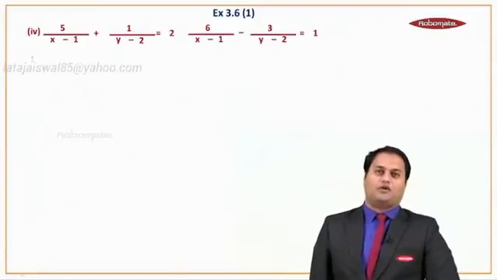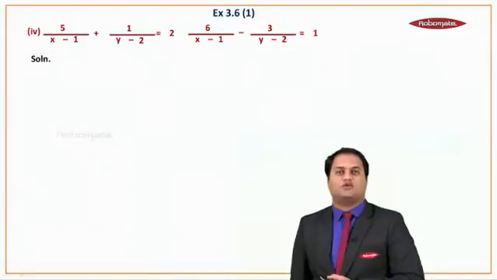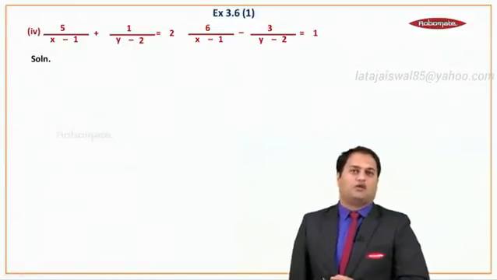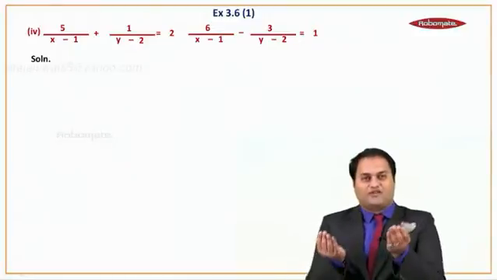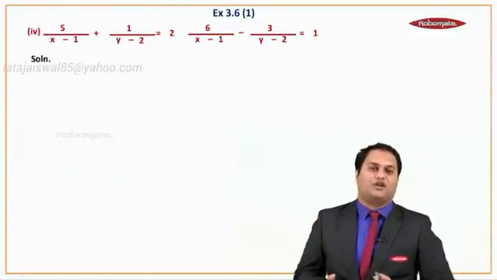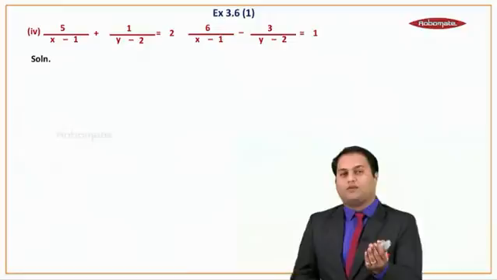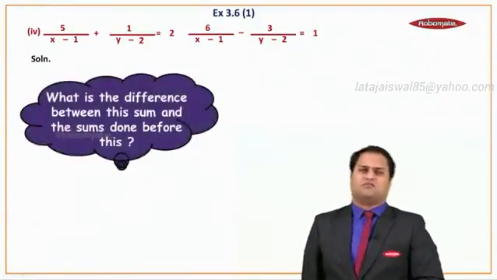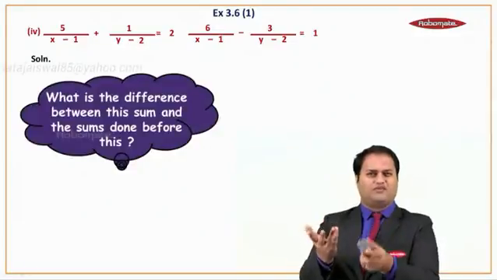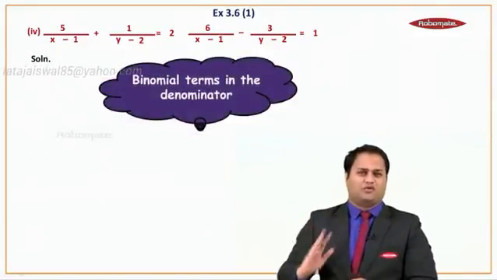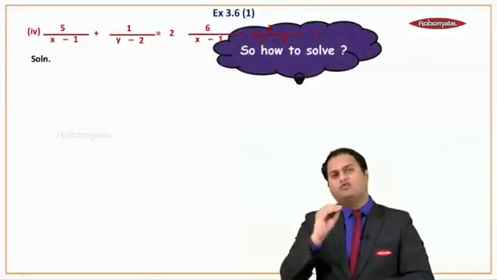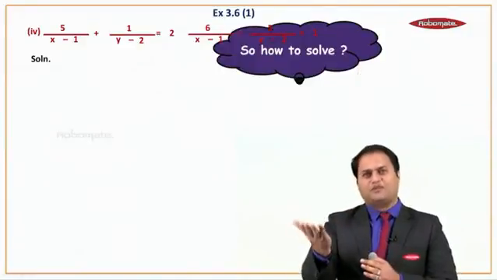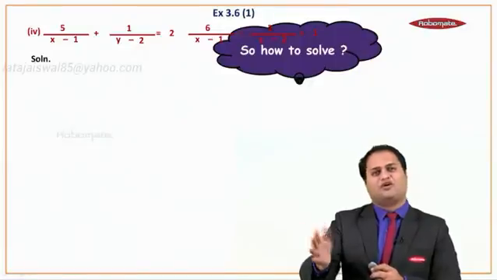Plus 1 upon y minus 2 is equal to 2, and 6 upon x minus 1 minus 3 upon y minus 2 is equal to 1. So as you all can see, there are binomial terms in the denominator, x minus 1, y minus 2. Are these equations linear? No, right? What is the basic difference? The difference is there are binomial terms in the denominator. How to solve this? Same, we will stick to our basics. Variables in the denominator, equations are not linear.